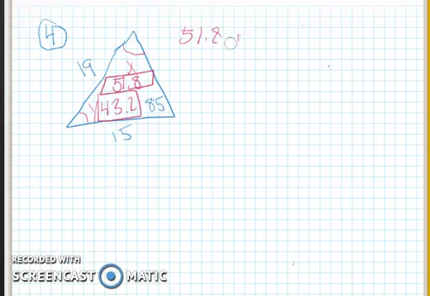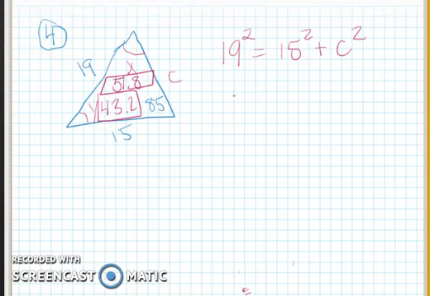Okay, final side. Alright, the final side is going to be pretty easy. Let's go ahead and write: 19 squared, that's the hypotenuse, it's the largest side, equals 15 squared plus, we'll call this c squared. Okay, and we'll go ahead and do our math here.